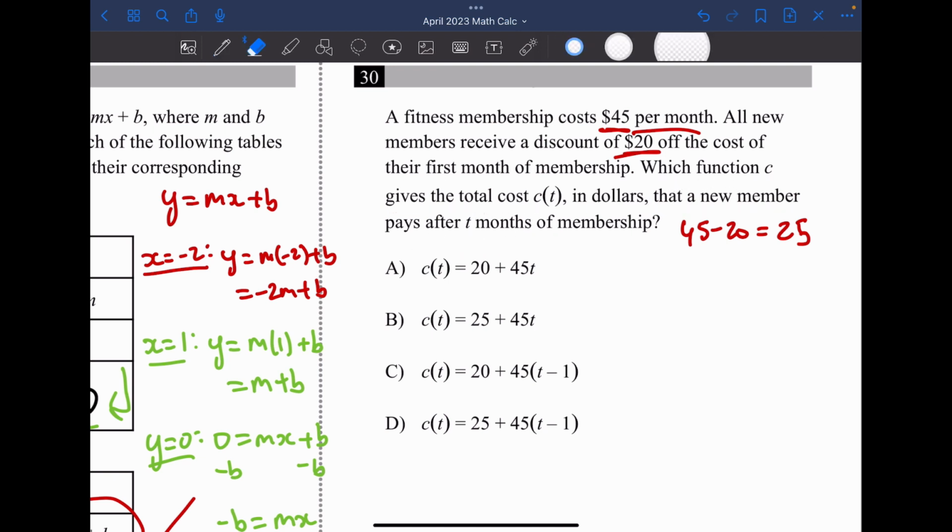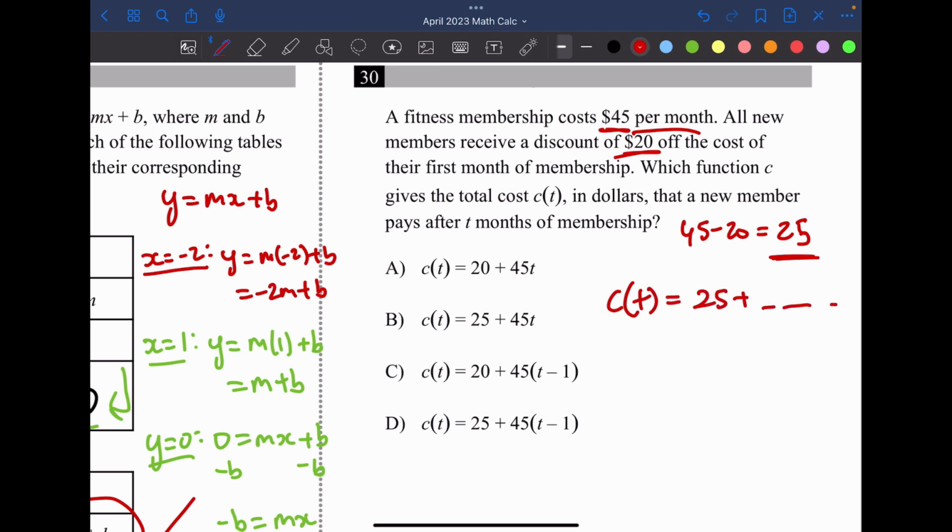So for the first month, like we said, we're going to pay 25. So the cost function, C of T, would be 25 plus something. We don't know what that something is yet. We're going to find it later. But already, let's try to cross out a few options. I can cross out A and C because they have 20 plus something. We want 25 plus something because we are going to pay 25.